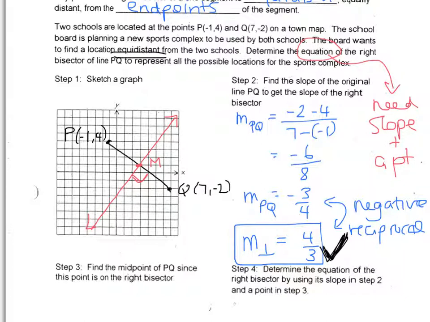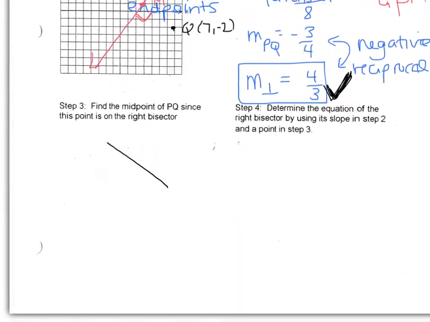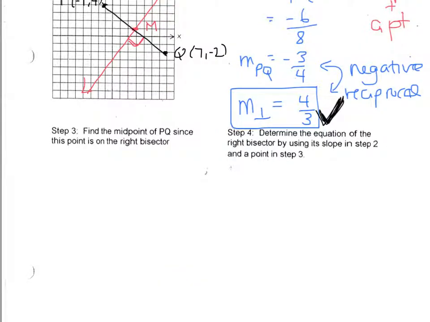So we have a slope of this new perpendicular or right bisector. Next, we have to include a point, because for the equation of a line, we need a slope and a point. When we look at our diagram, we can see that the only point that that red perpendicular bisector, or our right bisector, goes through is the midpoint of PQ. So the next step would be to calculate the midpoint of that line segment. So let's calculate the midpoint of PQ.